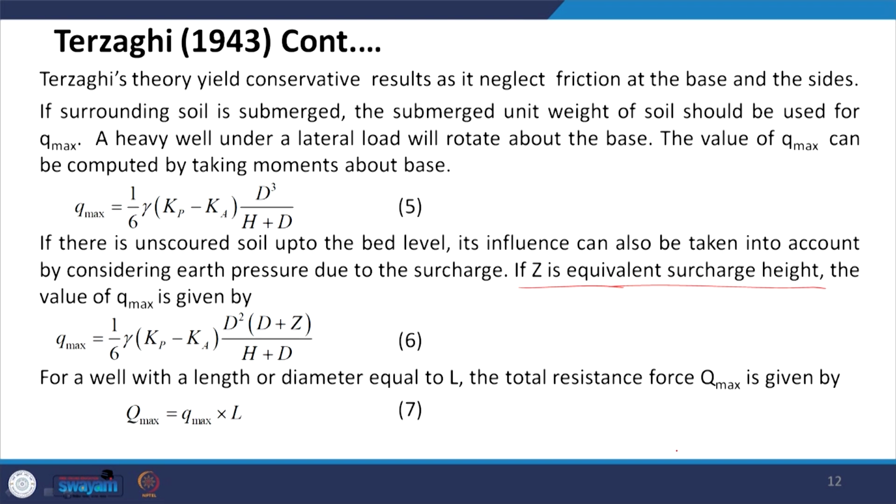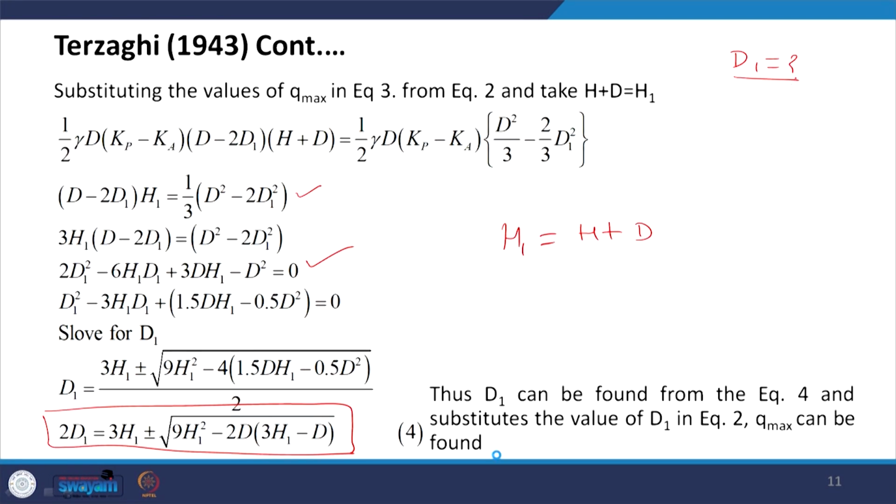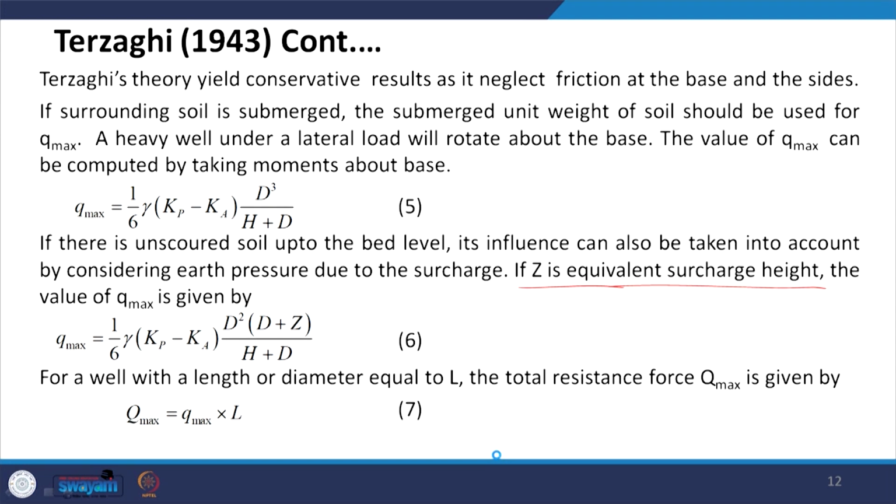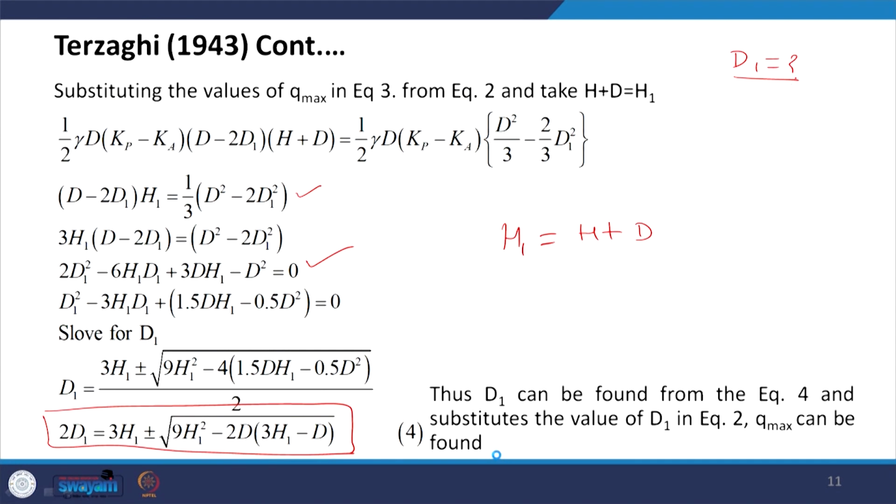So, equation 5 is modified for the additional surcharge, where d square into d plus Z is divided by h plus d. Instead of d, it will be d plus Z. Ultimately, equations 4, 5 and 6 give you the value of Qmax depending on the case. Equation 4 gives the value of d1, which you substitute back in equation 2 to get Qmax. Otherwise, if your point of rotation is at the base, then equation 5 or 6 can be used directly.